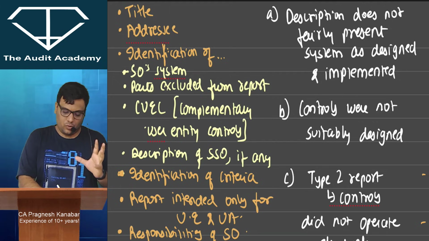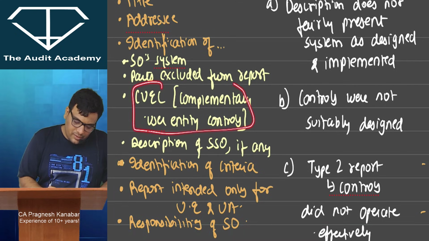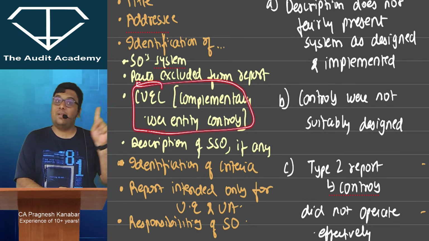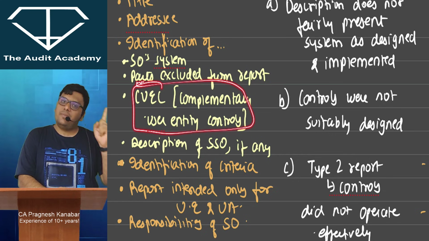Alright, as per your scope, whether there was any limitation on your scope, all of that you will explain. Sir, what is this complementary user entity controls? This I have explained in SA 402, but I am again explaining. Complementary user entity controls means controls implemented by the user entity.